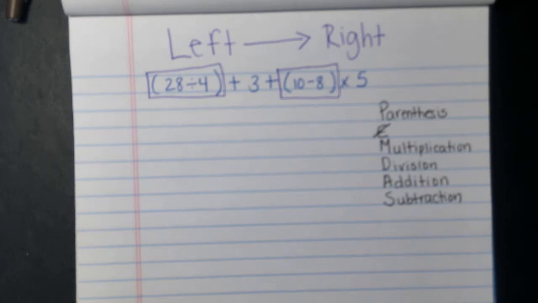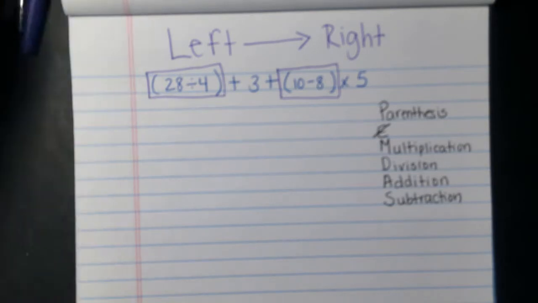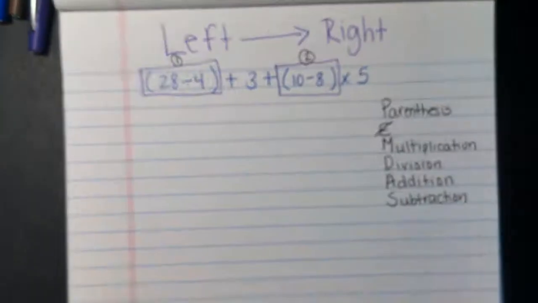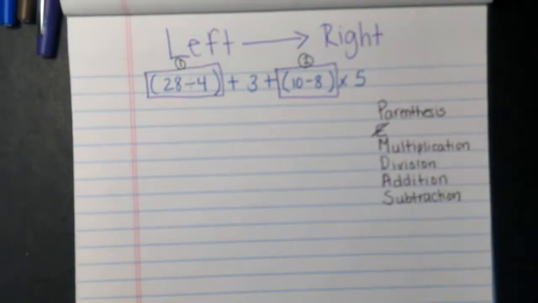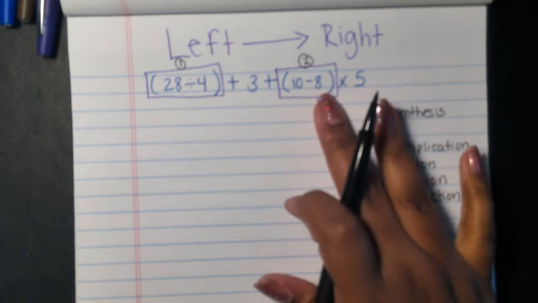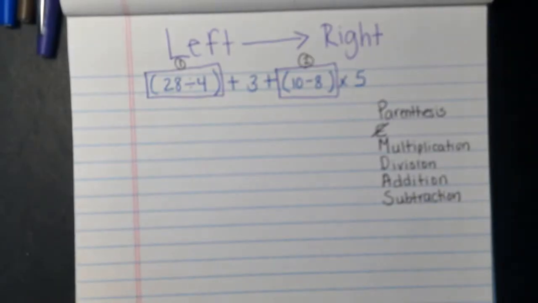So in this case, parentheses, I'm going from left to right. So I'm going to solve this first and this second. And look, this is a subtraction sentence. And subtraction is the very last thing that we have to complete. However, not in this case because it is in parentheses. It doesn't matter what the operation is. If it's in parentheses, we have to solve that first.